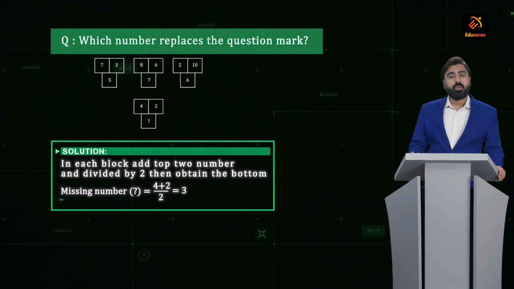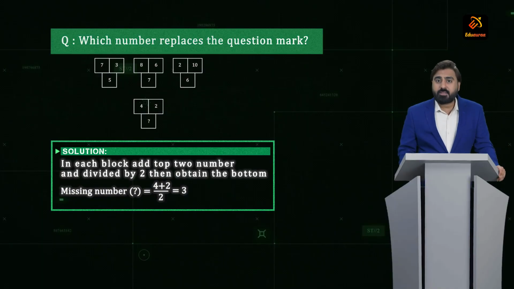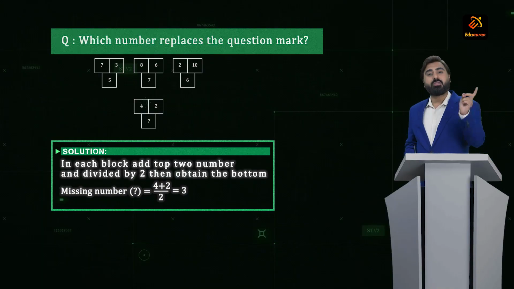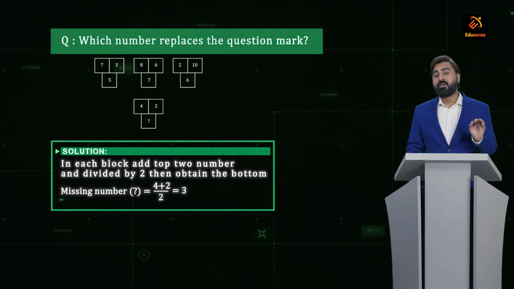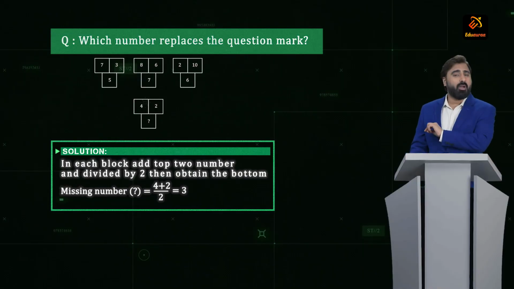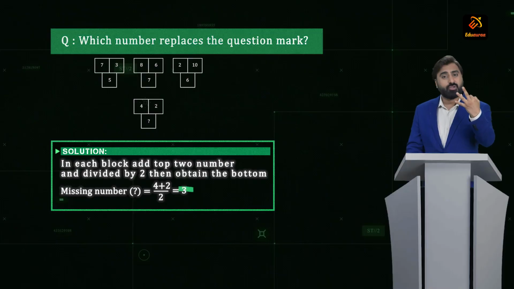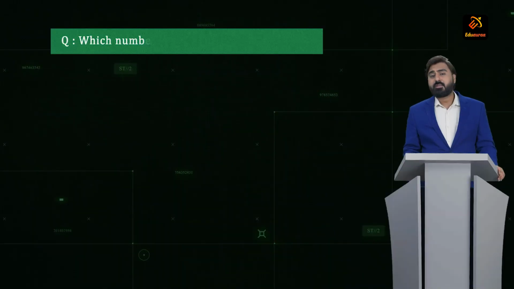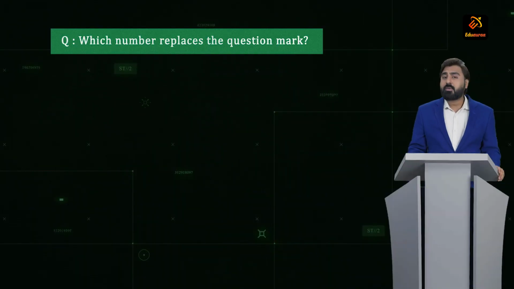Consider the second block. 8 plus 6 divided by 2 gives us 7. 2 plus 10 divided by 2 gives us 6. Similarly, 4 plus 2 divided by 2 will give us the missing number, and that missing number is nothing but 3. End of your sum. Moving on to the next question, students. The next question is, which number replaces the question mark? And we are given some diagram here.